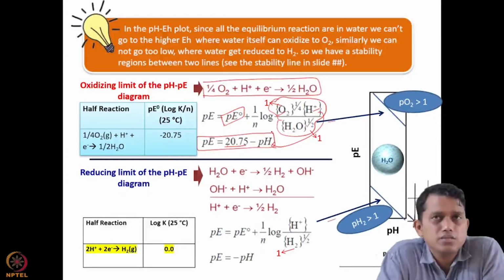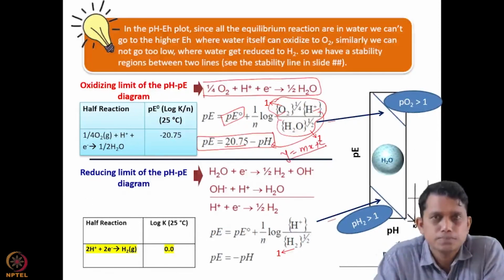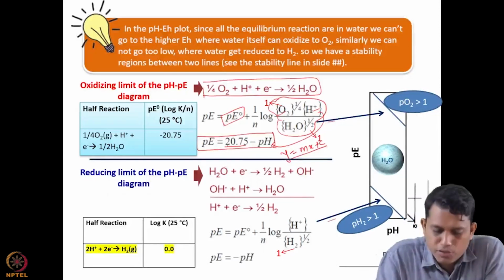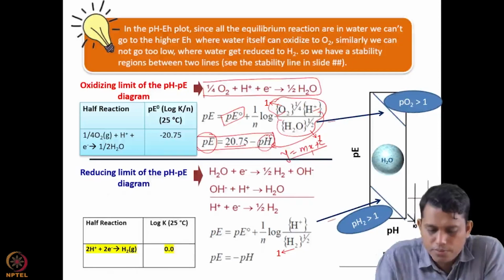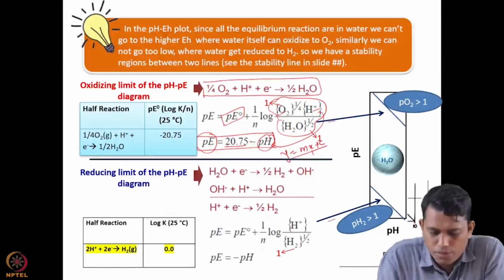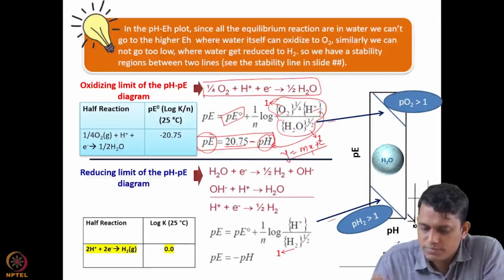With these assumptions, this is a linear equation: pE is equal to 20.75 minus pH. So if you compare it with the linear equation, that is y is equal to mx plus c, in which your y is nothing but your pE scale and x is nothing but your pH scale, you are getting a negative slope, right? So you are getting a negative slope like this.